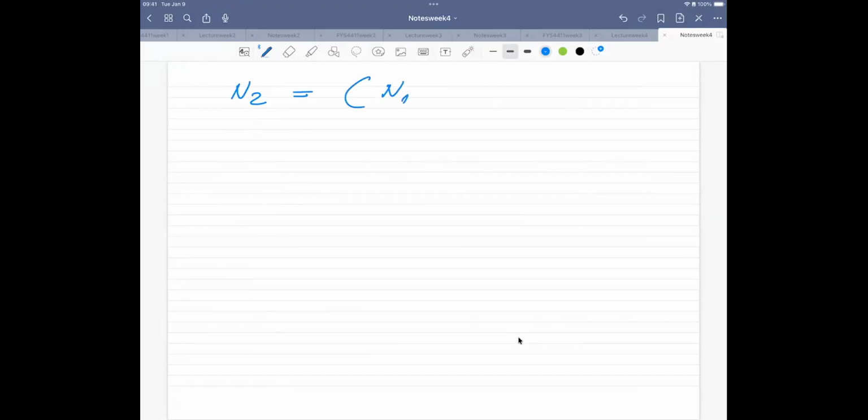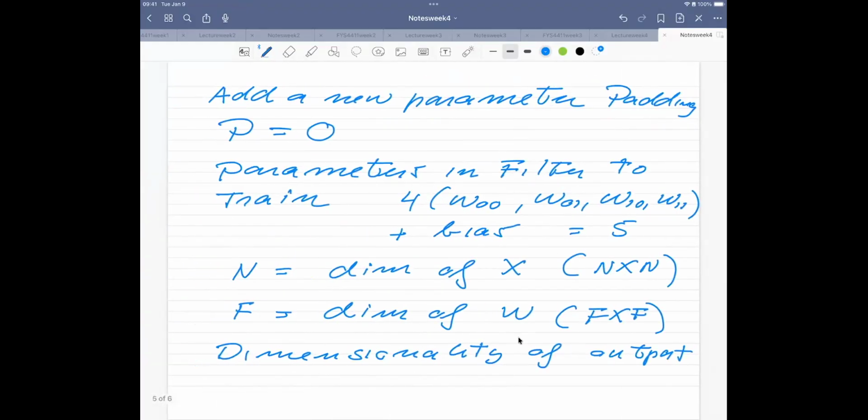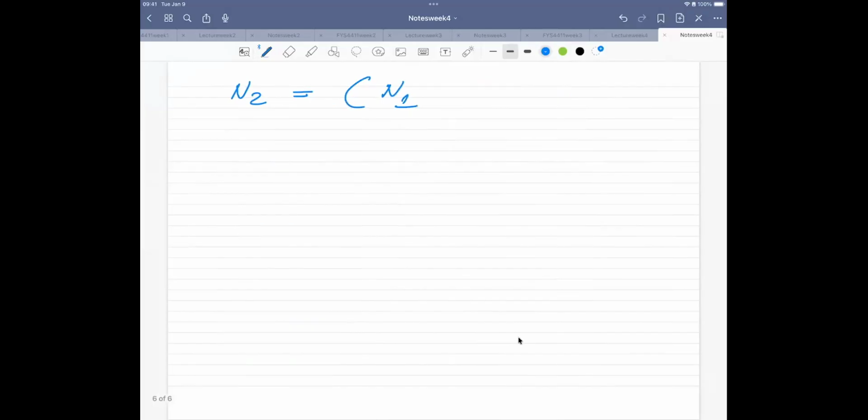And now we put N1 here. So let's just say that this is N1, and then this is the first filter. You can have many filters. You would have N1 minus F1, and this is divided by the stride S, plus 1.